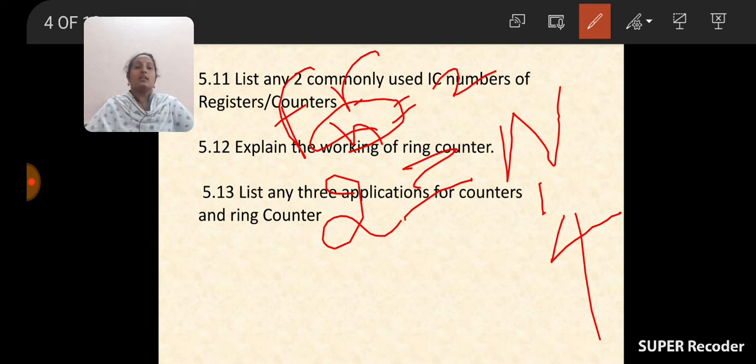And the next one is the up-down counter. In synchronous also an up-down counter is there, and an asynchronous up-down counter is there.